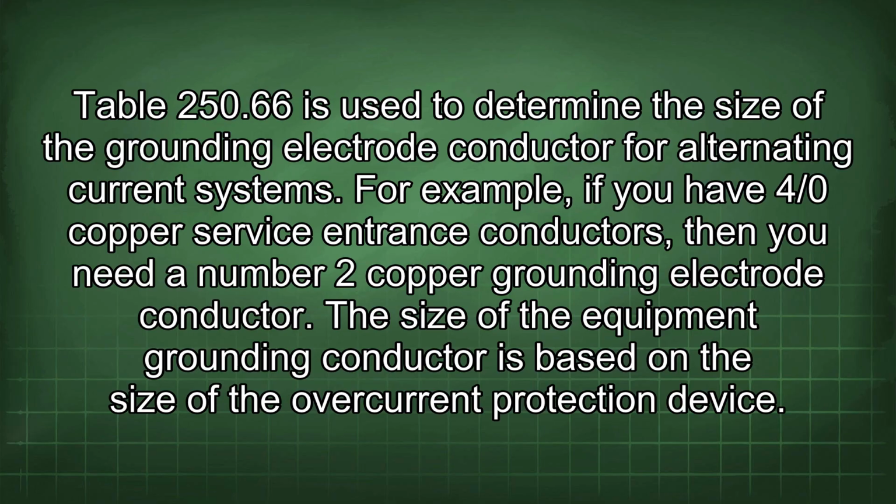Table 250.66 is used to determine the size of the grounding electrode conductor for alternating current systems. For example, if you have 4/0 copper service entrance conductors, then you need a number 2 copper grounding electrode conductor. The size of the equipment grounding conductor is based on the size of the overcurrent protection device.